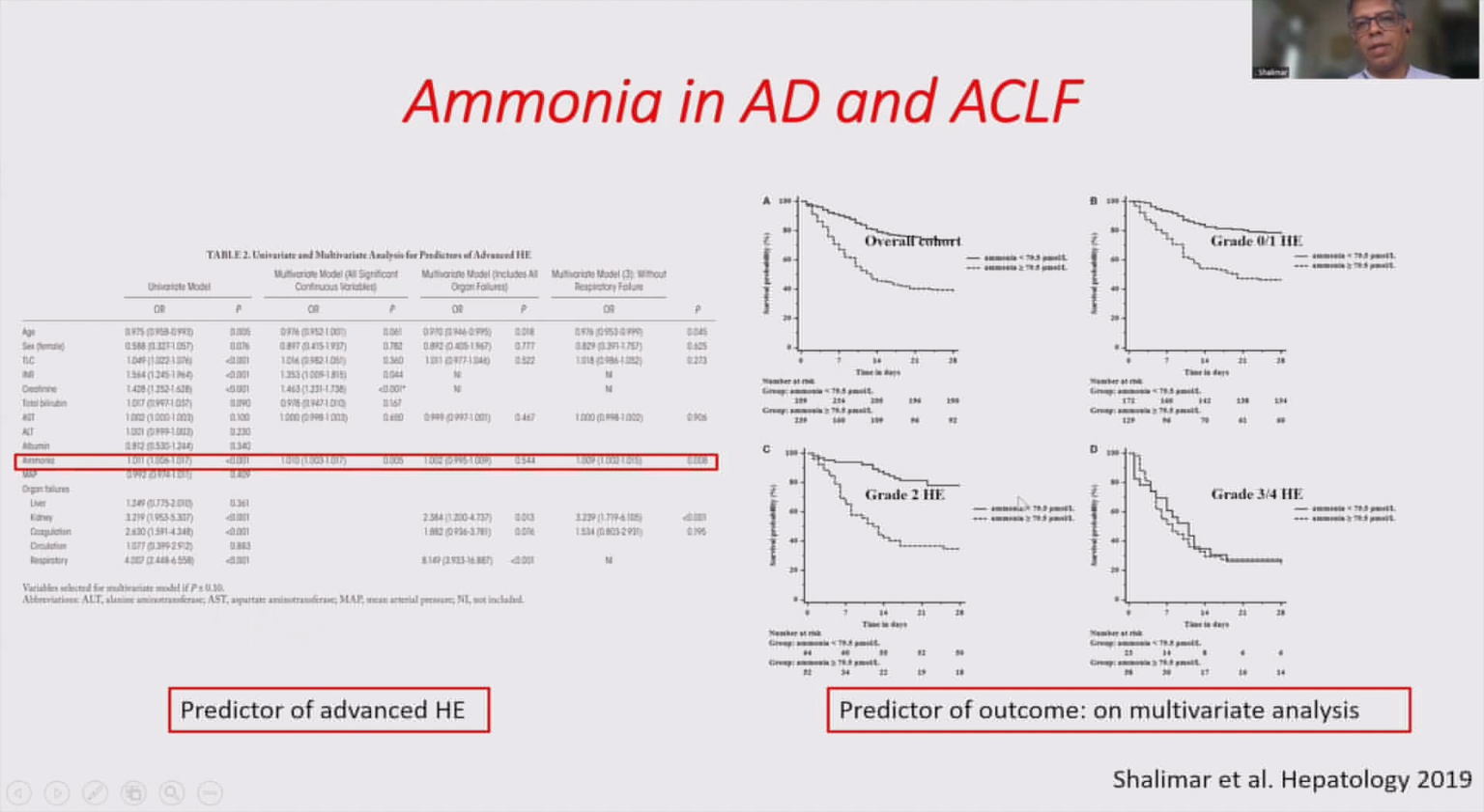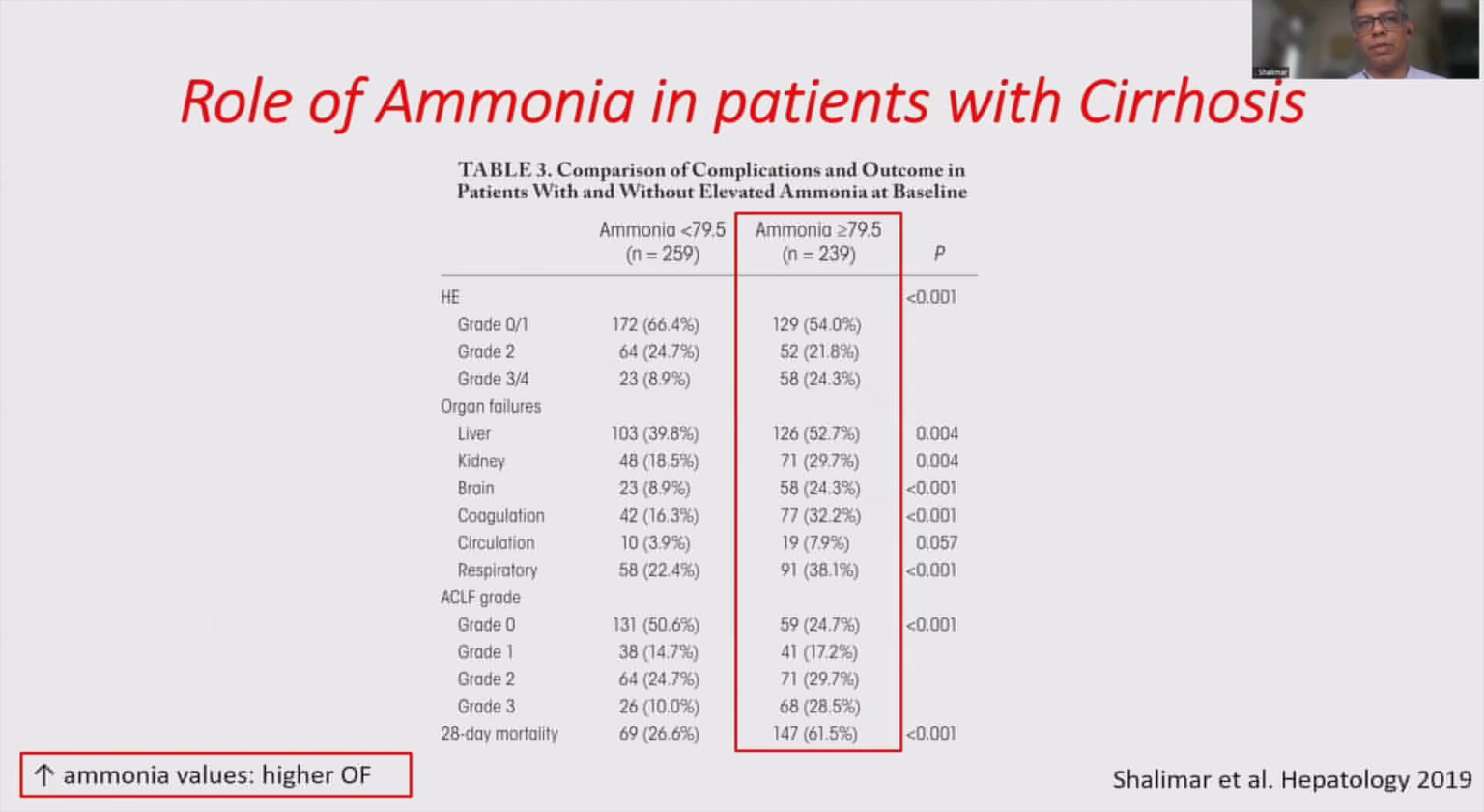When we categorized these patients into different grades of hepatic encephalopathy, we found that patients divided on the basis of high and low ammonia values, on a cutoff of 79.5 micromole per liter, would help distinguish the outcomes in the various categories of hepatic encephalopathy, thereby suggesting a possible role of ammonia levels in predicting the outcomes in these patients. In addition, patients with cirrhosis had higher organ failures among the group which had higher ammonia values compared to those who had lower ammonia values.